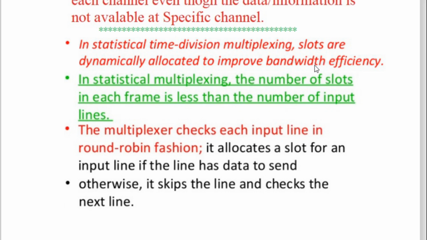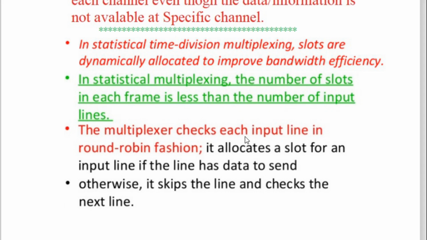Now, in statistical time division multiplexing, if any XYZ channel is not having the information or data, then that channel is not allotted a time slot, and that channel is skipped, and the next channel is searched, and that is called dynamic. In statistical multiplexing, the number of slots in each time frame is less than the number of input lines, and this will happen if and only if there is no data or information at one particular channel. If there is information and data at all four channels, this will not happen. So that is to be understood here.